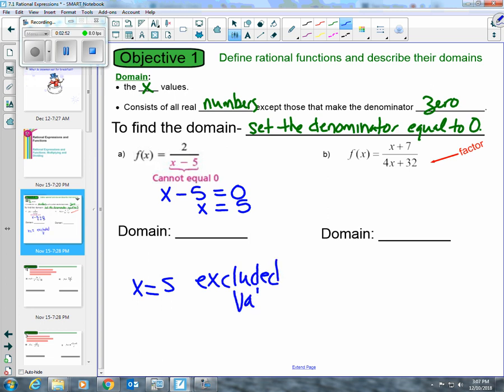If that's the one we leave out, if x can't be 5, that means I can use everything else except for 5. So when I write that, we can use set notation. We're going to use the braces, the set of all x's.